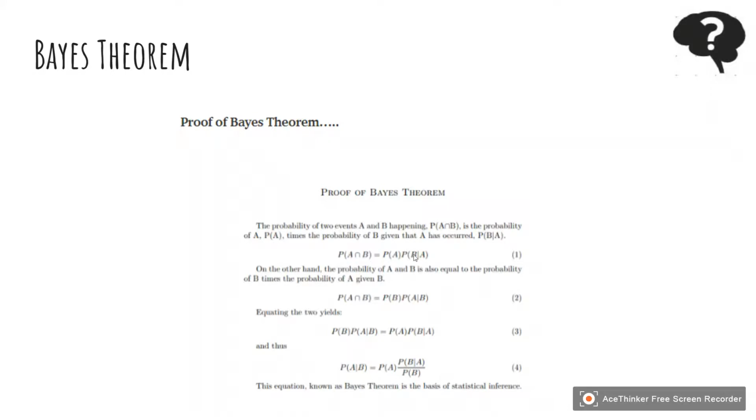Now as these two are equal, I can equate these two equations. So P of B times P of A given B equals P of A times P of B given A. Now I will send this P of B to the denominator on the right side, so P of A given B can be written as P of A times P of B given A divided by P of B. So the probability of event A happening given that B had already happened is equal to the probability of A times the probability of B happening given that A had already happened, divided by P of B. This is called Bayes theorem.